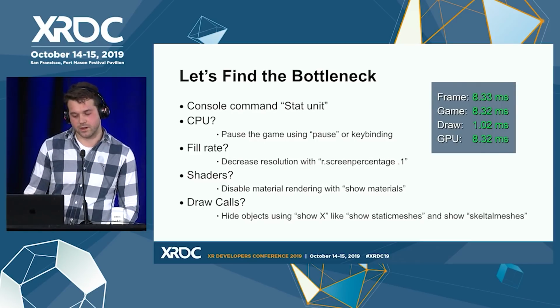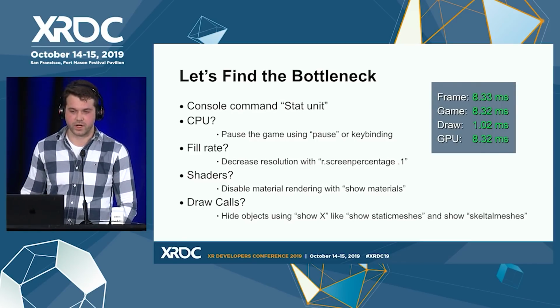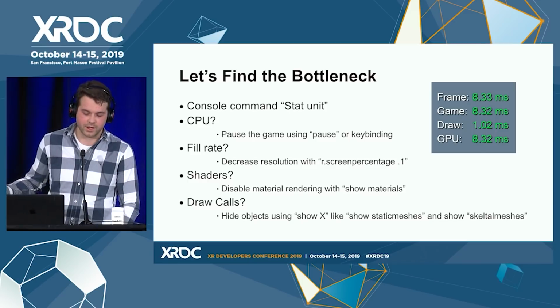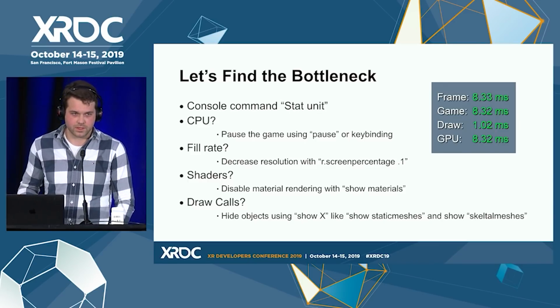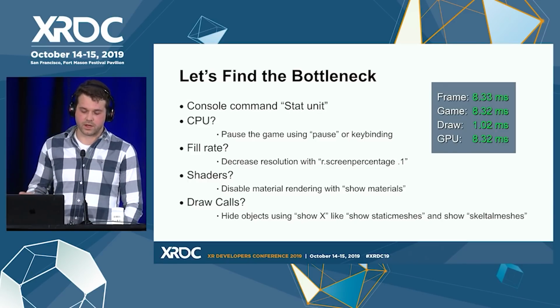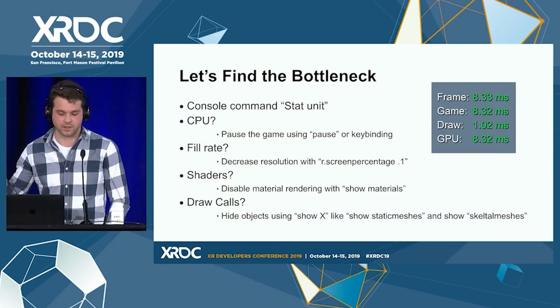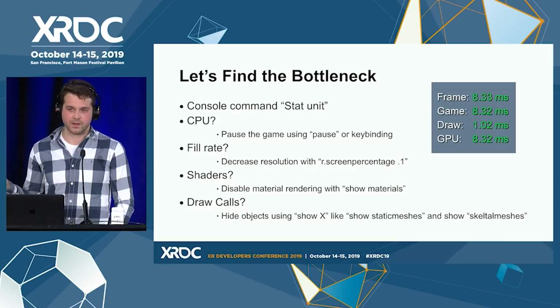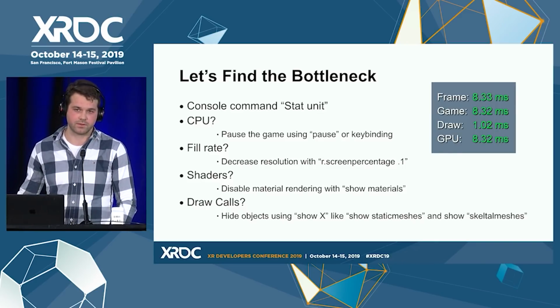So the trial and error here is, if you think it's the CPU thread, just pause and unpause the game. That will just pause all your gameplay logic. And if your frame rate suddenly stabilizes, then that's your bottleneck. If you think it's your fill rate, so fill rate being the cost of shading every single pixel, well, just decrease the screen resolution to like 10%. And if suddenly your frame rate stabilizes, then that's your bottleneck. For shaders in Unreal, there's a show materials console command, which essentially just turns off all the shaders.